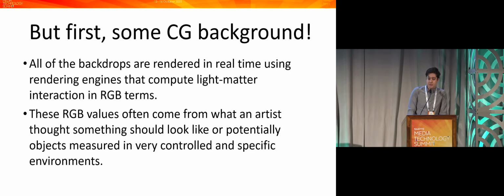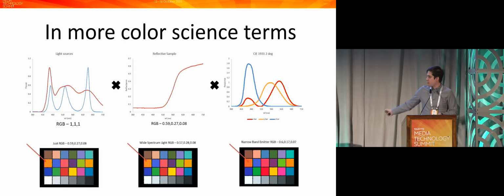They're RGB values that an artist somewhere thought is what that rock should look like, or what that car should look like. Or even if they're measured, they were measured under a very specific illuminant in very specific conditions. And as soon as we start changing any of those parameters, the objects will not track the same. In more color science terms, we have light sources that can be either wide band or narrow band emitters.